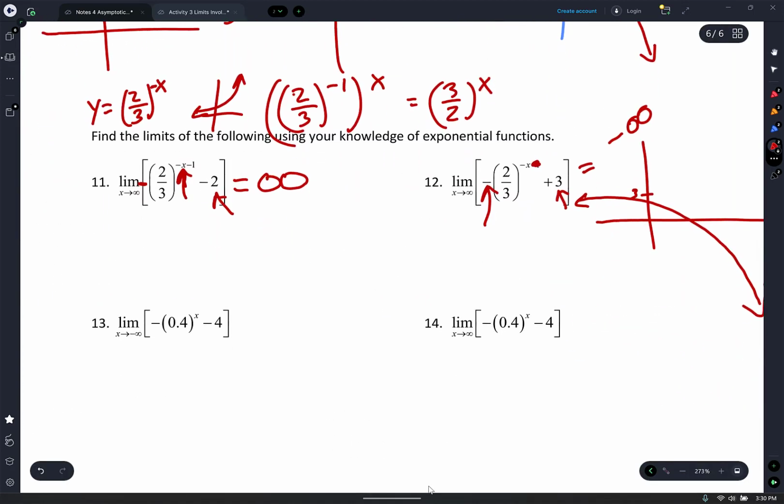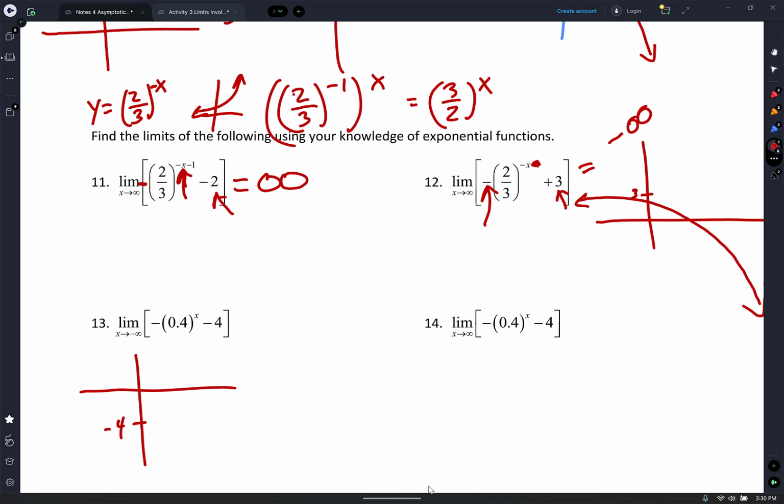0.4 to the power x. Is 0.4 larger than 1 or smaller than 1? Smaller. So as x gets larger, this output needs to be approaching 0, just the 0.4 to the x, right? Because whenever you take a decimal smaller than 1 and you multiply it with itself, it gets smaller. And then that negative reflects across the x-axis. And then that -4 does a vertical shift down 4. So it looks something like this.